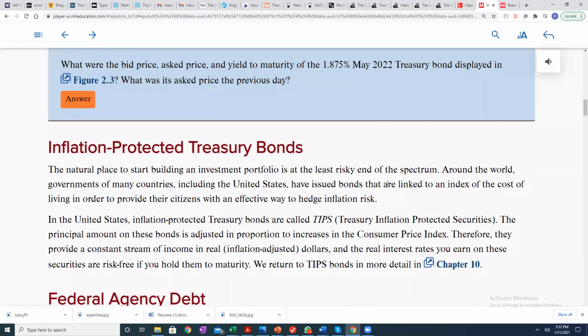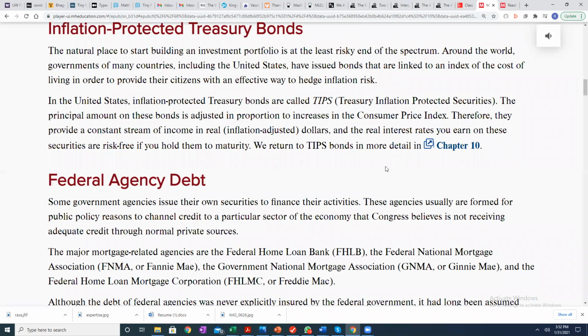Inflation-protected Treasury bonds. Around the world, governments of many countries have issued bonds that are linked to an index of cost of living. The inflation-protected Treasury bond, called TIPS, Treasury Inflation Protected Security, is adjusted in proportion to increases in the consumer price index. Therefore, they provide a constant stream of income in real, inflation-adjusted dollars.